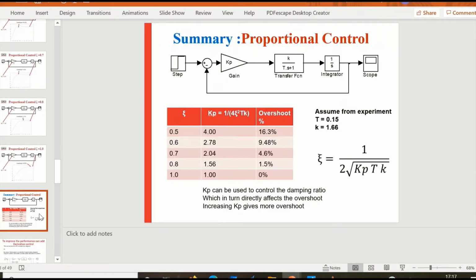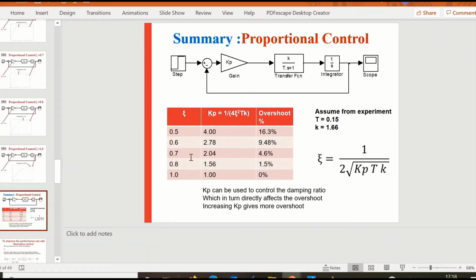quick summary then of our proportional control, we can work out K and T. We can then choose our KP based on the simple expression here. So if we know what the damping ratio is, we know what K and T is, we can dial in this equation to give us our KPs. That'll give us then a guaranteed damping ratio in the closed-loop system, which will give us a certain overshoot associated with it, but it won't control the rise time.